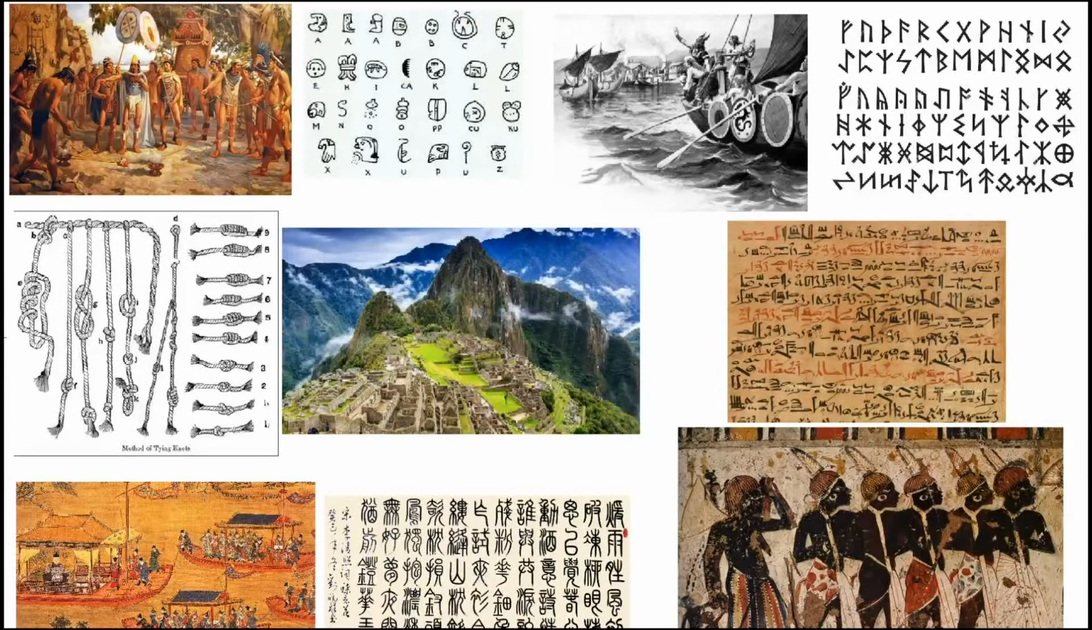You have the Vikings on the upper right. You have the Namibians in Africa on the bottom right, and on the lower left, you have the Chinese. Okay, this is ancient writing. I don't think they write like this anymore, but this is how writing started in different parts of the world. What am I saying with this?